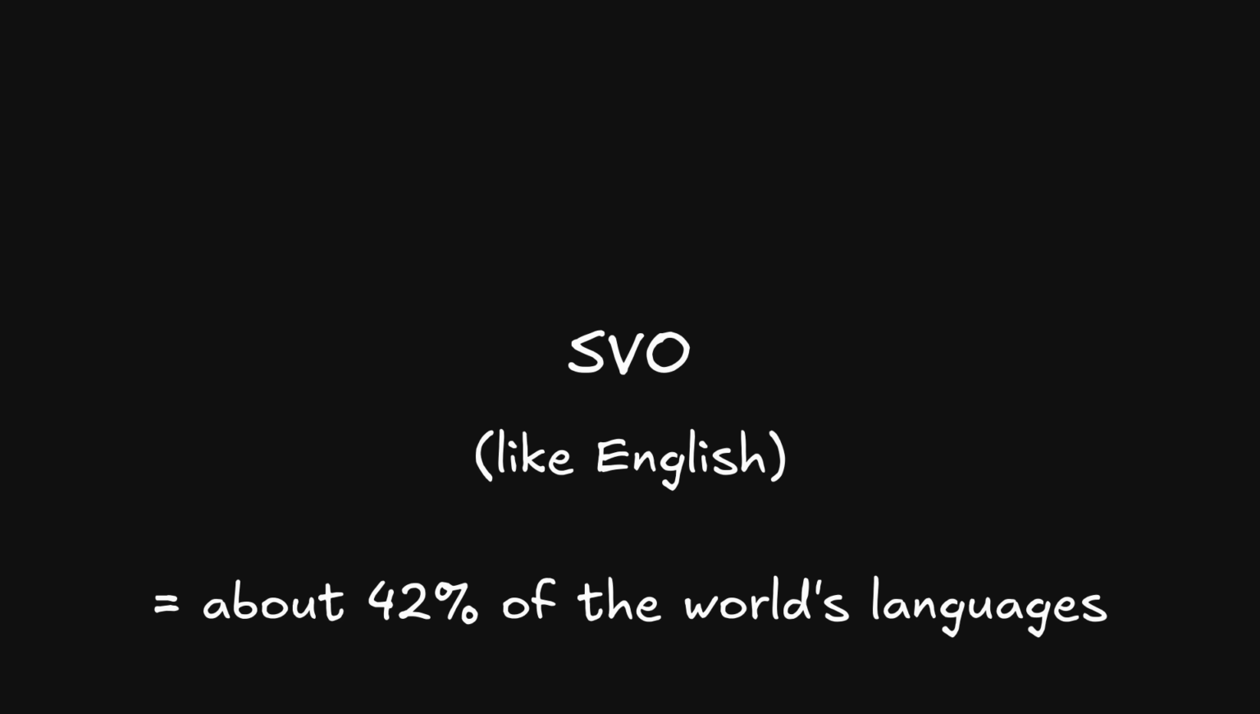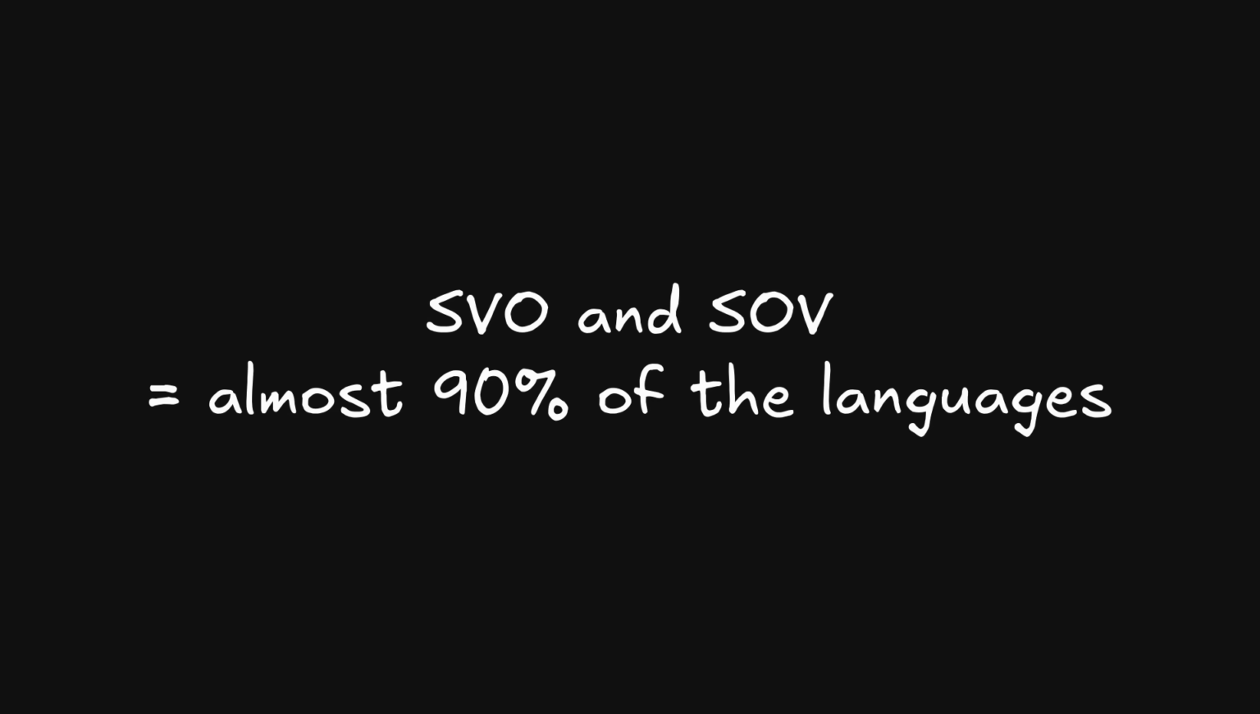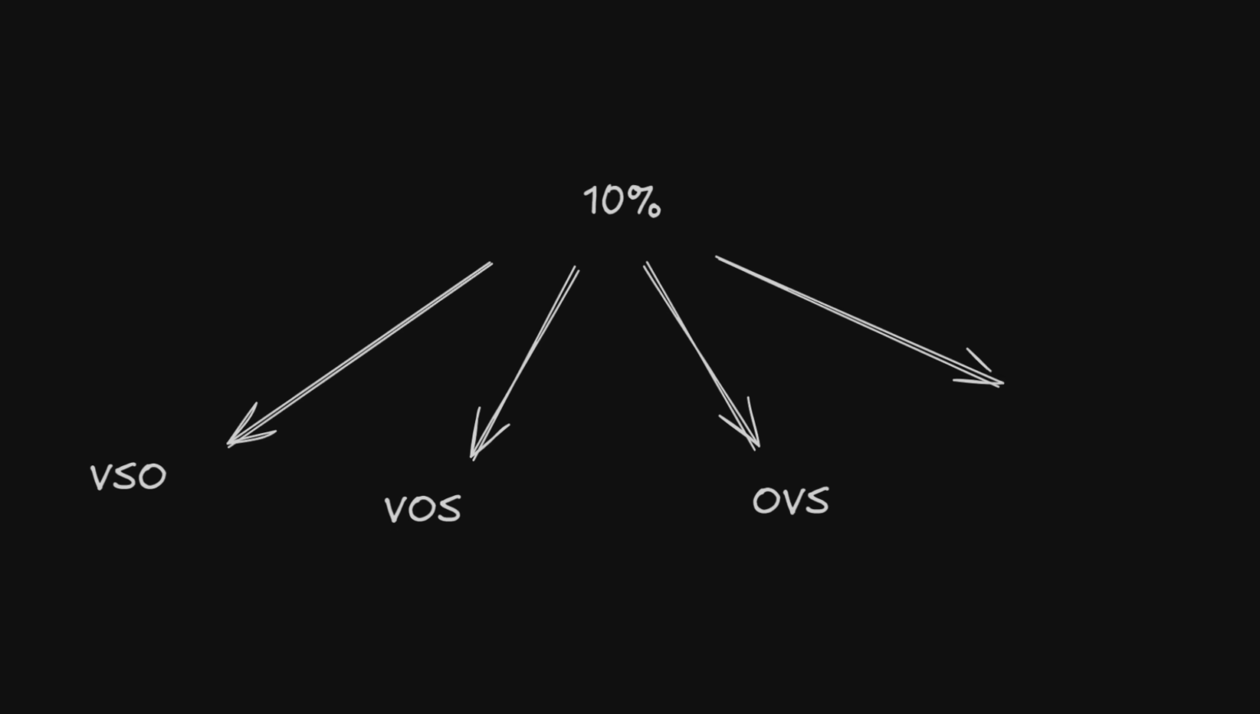The SVO order, once again where English belongs, represents about 42% of languages. So these 2 structures alone represent almost 90% of the world's languages. The last 10% are divided into the other 4 combinations. To look and understand the rarest examples, let's look at what a simple sentence would look like in every scenario. So, our simple example is the following. I eat apples. I is the subject, eat the verb, apples the object.